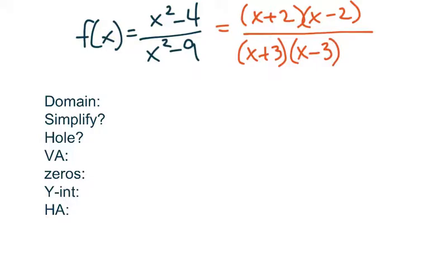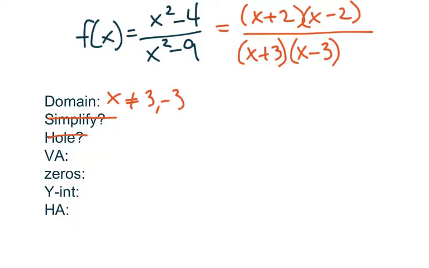Okay, so our domain is that x is not equal to 3 or negative 3. Okay, that's because the denominator cannot be equal to 0. So now, can we simplify? No, there's nothing that simplifies. That means there are no holes as well, which is nice because it's easy to forget about the holes since that's often the very last thing that we do.